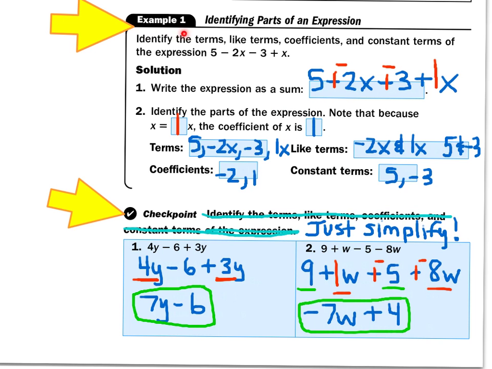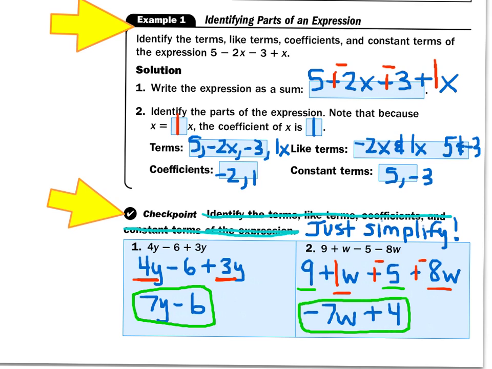So let's take a look at example 1, identifying the parts of an expression. It says identify the terms, the like terms, the coefficients, and the constant terms of the expression 5 minus 2x minus 3 plus x. Well, the first thing we're always supposed to do is write the expression as a sum. That means if you see any subtracting, you should add a line and change the sign. So I wrote 5, and where I saw minus 2x, I added a line and changed the sign. So it's plus negative 2x. And then where it was minus 3, I added a line and changed the sign, plus negative 3.